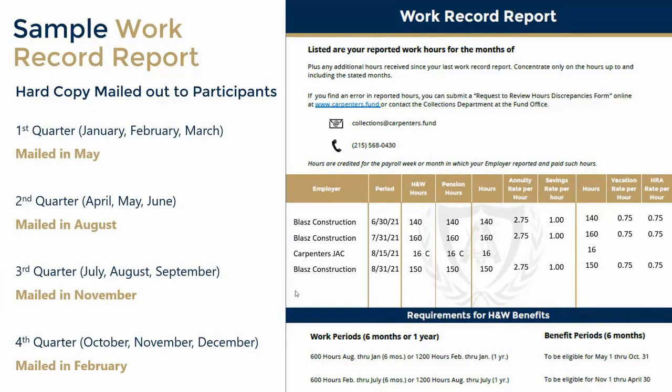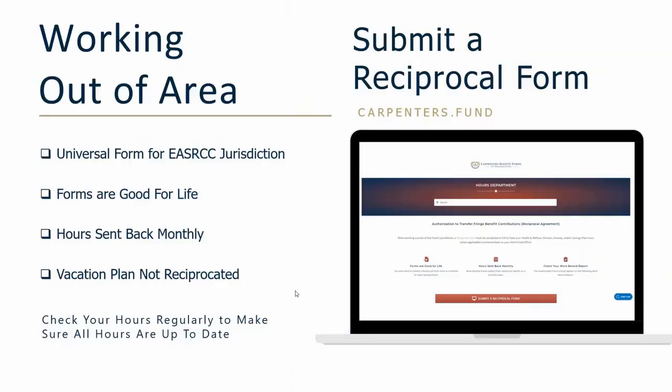We also mail work record reports 4 times a year. These are quarterly reports, and this gets into a little bit more detail. It shows the annuity rate per hour, the savings, vacation, and HRA rate per hour, and it will again list all of the contractors that you worked for during that quarter and all of the hours that were paid in on your behalf. We mail them 4 times a year, May, August, November, and February. Keep an eye out for them. When you get them, compare them to your pay stubs, compare them to your calendars, and make sure that, again, everything that you worked for has been paid in on your behalf.